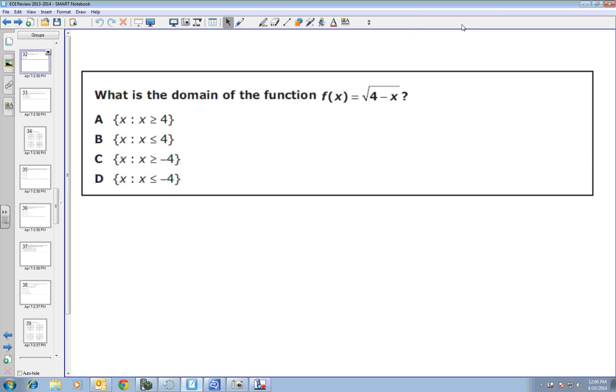So here we go. We're on page 44. Look at this very first one. What is the domain of this function? So when we talk about domains, what are we talking about? Your x values. So the first thing we would do on this is to look at what? The graph. So let's graph it.